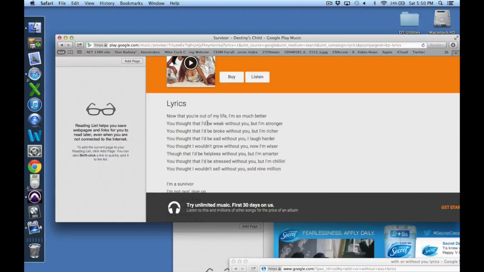The other cool thing that's not really on our topic, but I'll go ahead and mention, is opposites. Weak, stronger, broke, richer, sad, laugh. Opposites. It's a you, I, opposites.